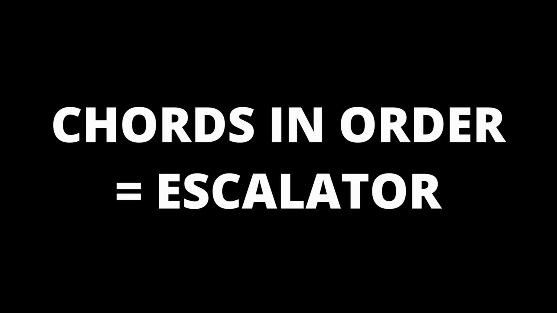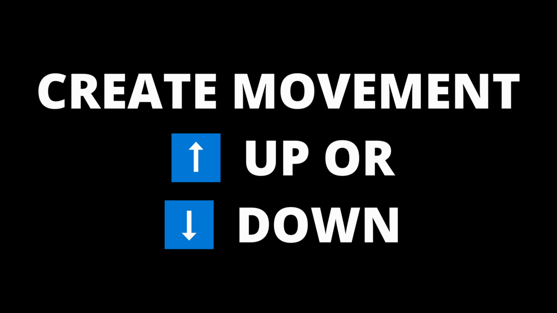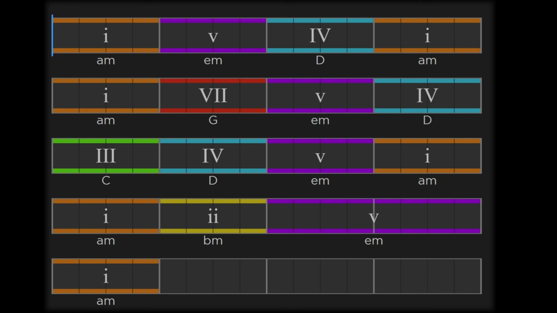You will have heard in the previous progression that when the chords are in Roman numeral order, they create a rising or falling feeling, called an escalator effect. Always be aware of this in your progressions, and utilise it if you want to build up to a section or create movement. The last remaining minor chord is 5.